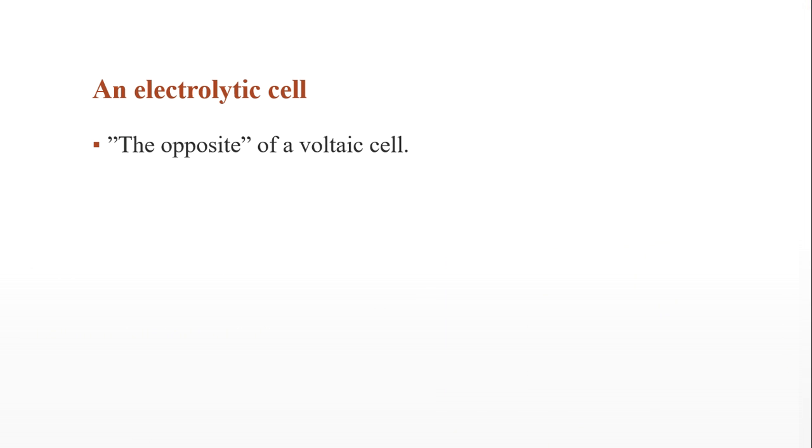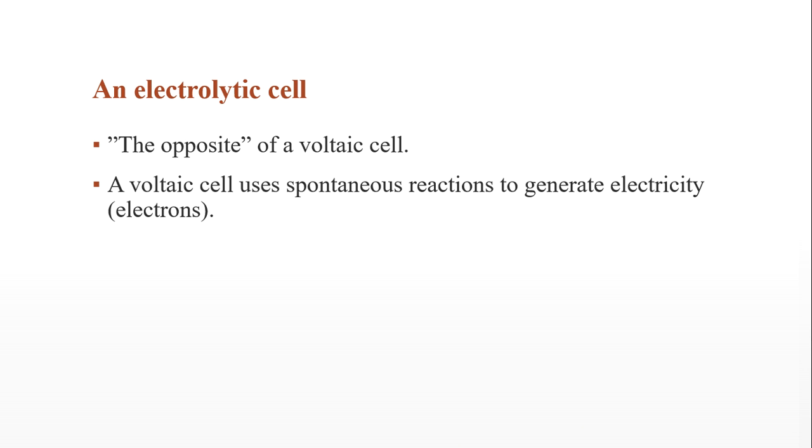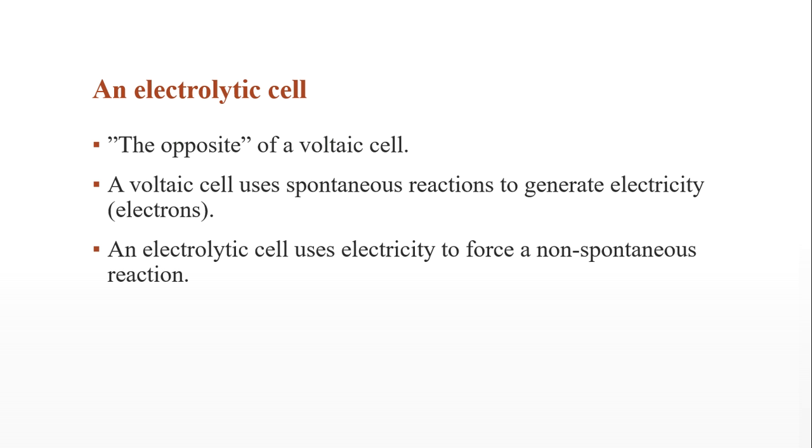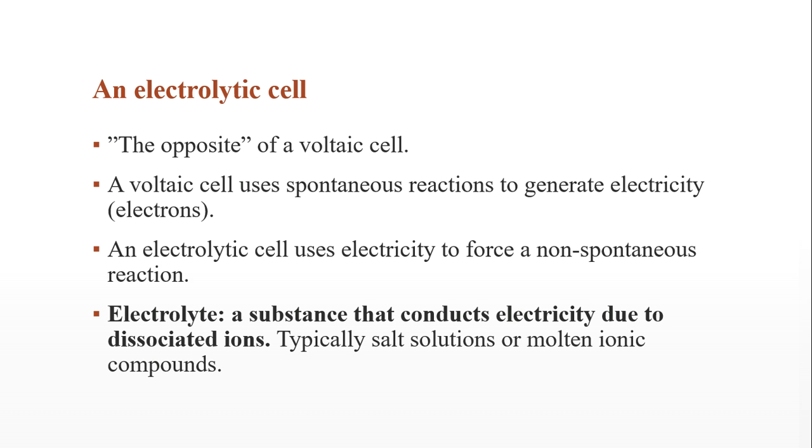An electrolytic cell is the opposite, in a way, of a voltaic cell, because a voltaic cell, which I talked about in a previous video, uses spontaneous redox reactions to generate electricity and voltage. An electrolytic cell, however, uses electricity to force a non-spontaneous reaction. So voltaic cells use spontaneous reactions to generate electricity, and electrolytic cells use electricity to force non-spontaneous reactions.